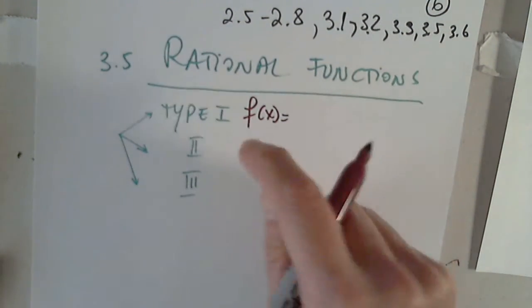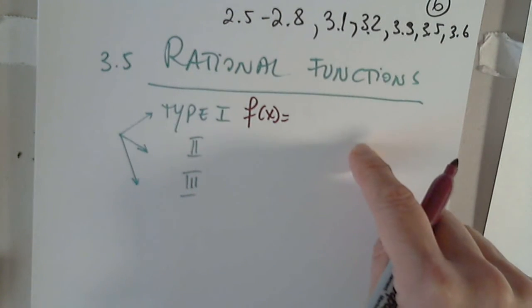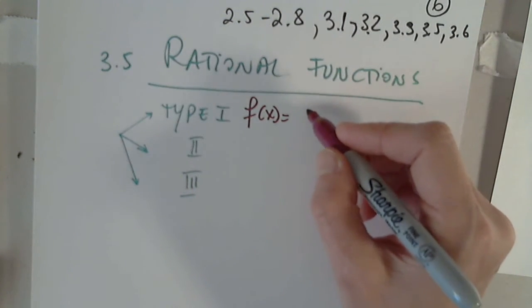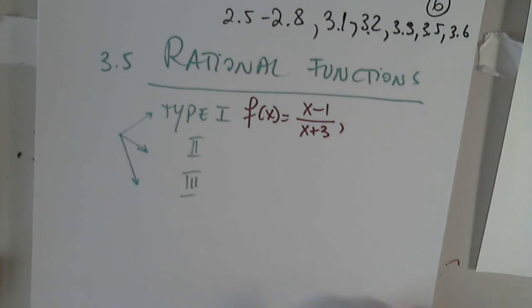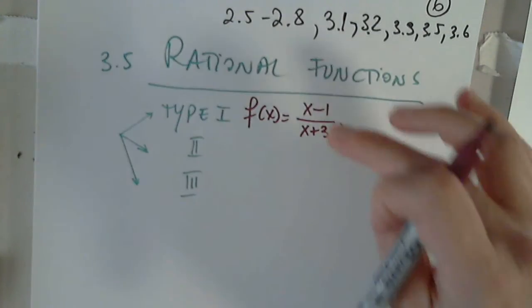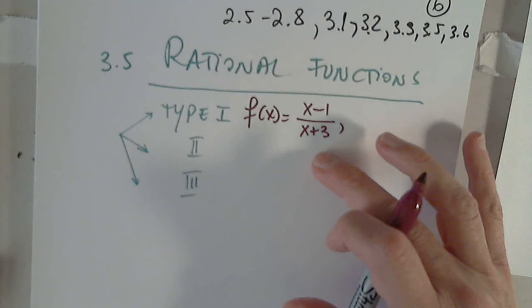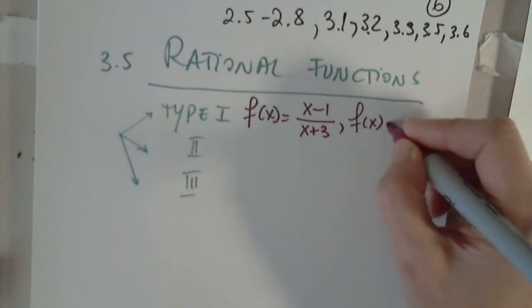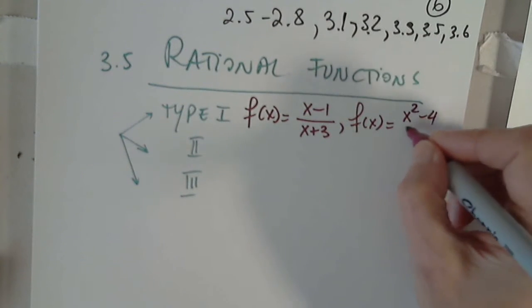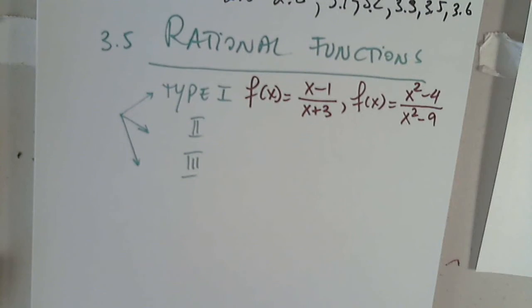So one example of type 1. A rational function is a polynomial over a polynomial. So x minus 1 over x plus 3, a polynomial over another polynomial. The numerator doesn't have to contain x, but the denominator has to, at least the denominator. Here's another example. Let's say x squared minus 4 over x squared minus 9. These are 2 examples of type 1.